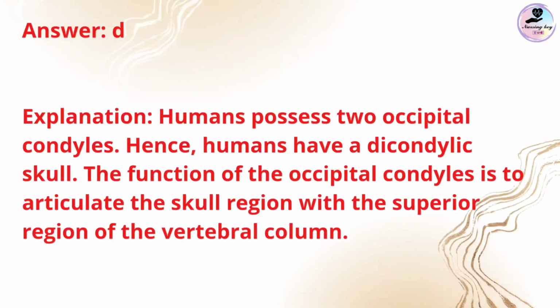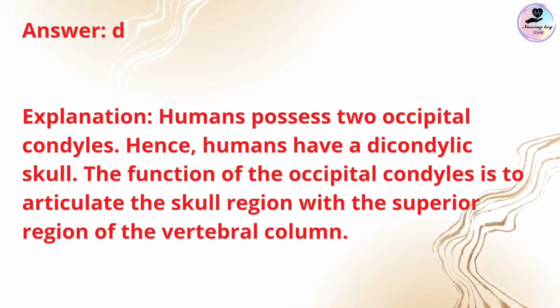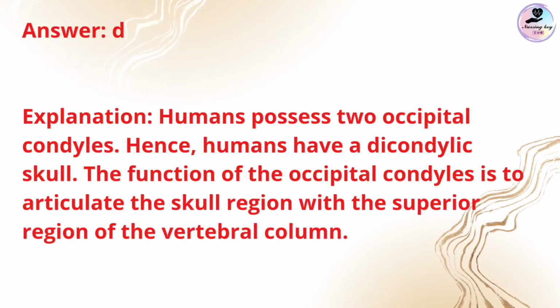Option D is the correct answer. Human possesses 2 occipital condyles. Hence, humans have a dicondylic skull. The function of the occipital condyle is to articulate the skull region with the superior region of the vertebral column.